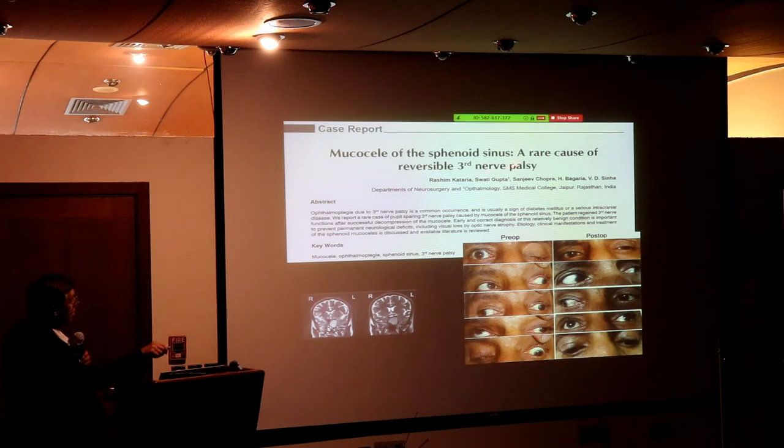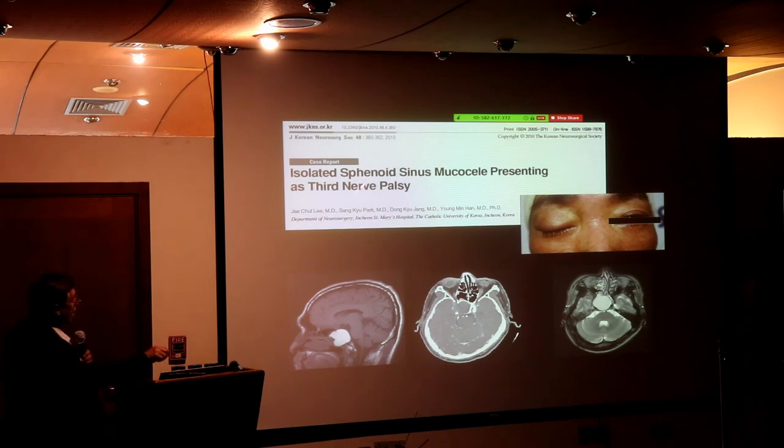Mucocele of the sphenoid sinus, a rare cause of reversible third nerve palsy. It is really there, and our case that we are going to present is exactly the same. This is before surgery, this is after surgery. But this is a paper, not of ours. We will discuss it when we come to our case. Isolated sphenoid sinus mucocele presenting as third nerve palsy. How do we think of this? I want you to criticize yourself and say, do you really think of sphenoid sinus causing this?